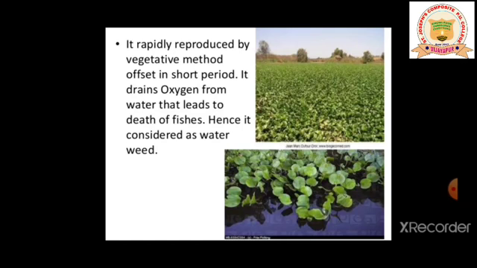Very important. Again, for the theory part, they will ask you a question: why is water hyacinth termed the terror of Bengal? Or water hyacinth is called the terror of Bengal, justify. This may be the question which can come in the theory part. So you are supposed to write the answer as: it drains out the oxygen from the water, which leads to the death of aquatic animals. Hence it is considered a water weed.